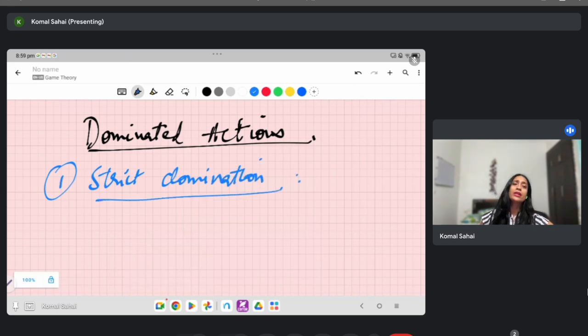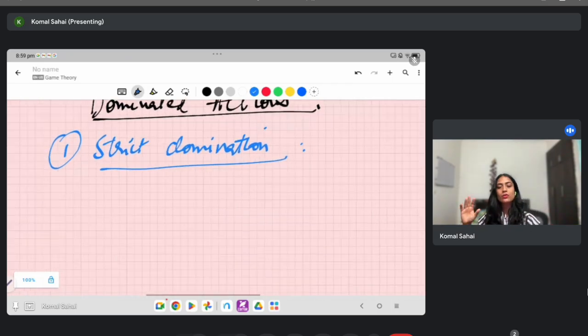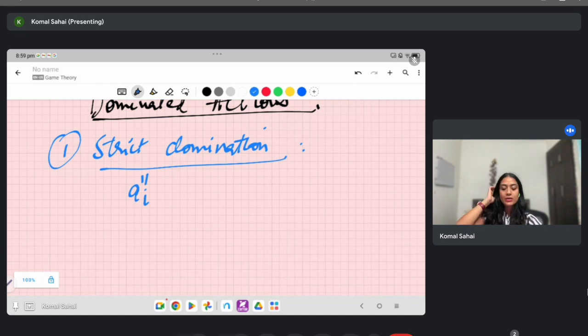Strict domination is nothing but, suppose you are comparing two actions, and you are looking at which gives a higher payoff for every other action of the other player. I'll give you a definition and then we'll do an example that will make things clear. So suppose you have an action a_i double prime. All these actions are from the perspective of player i. Among the actions available to player i, there is an action a_i double prime and an action a_i prime.